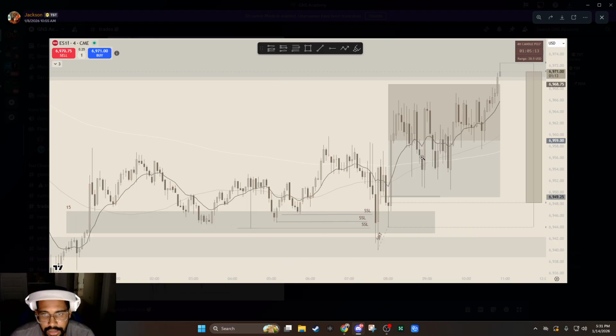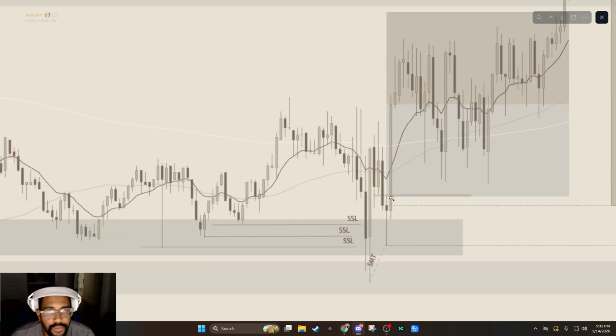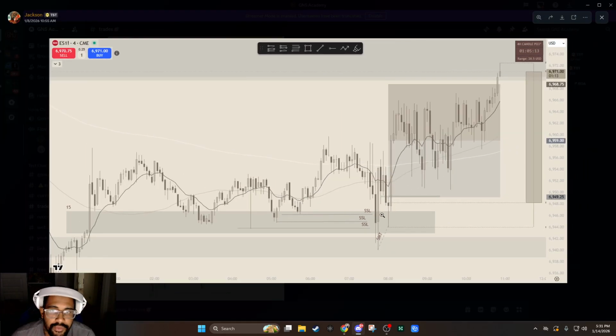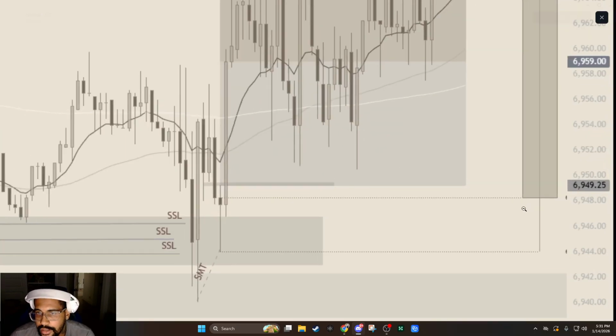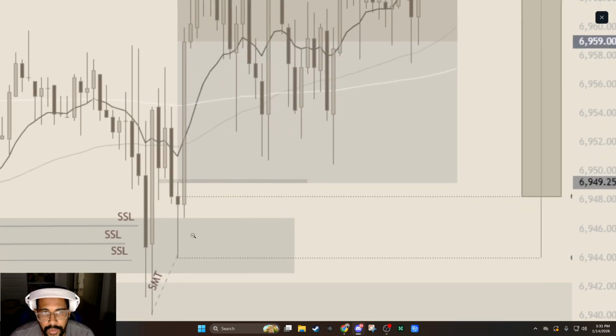Accumulation, manipulation, distribution, sell side liquidity taken, 4-hour, 15-minute fair value gap, SMT, EMA breakout, 4-minute inversion fair value gap, order block created, the respected order block the whole way. What more do you need? 4-hour candle wick, literally. This is the wick. We're entering right off the wick.